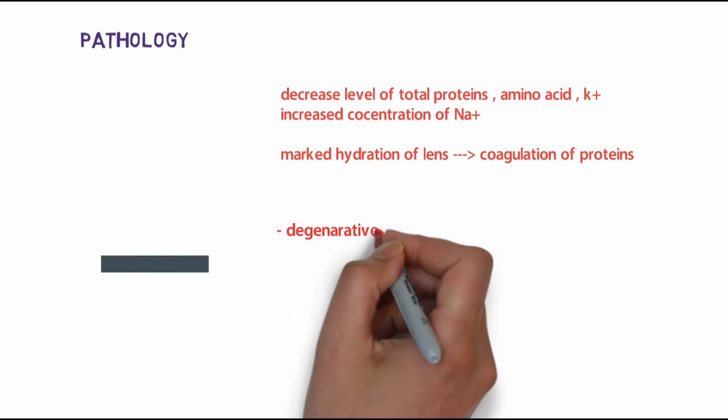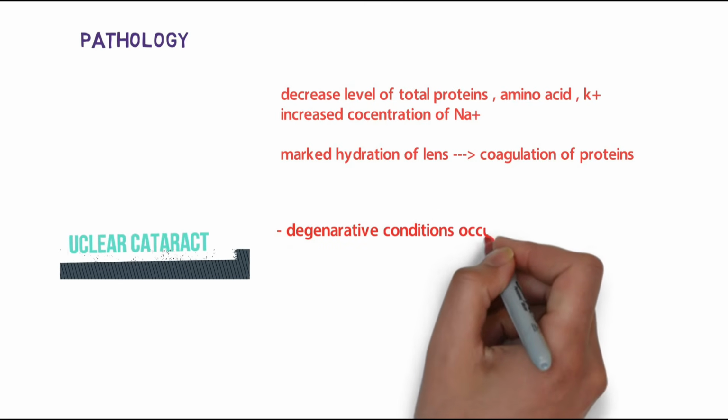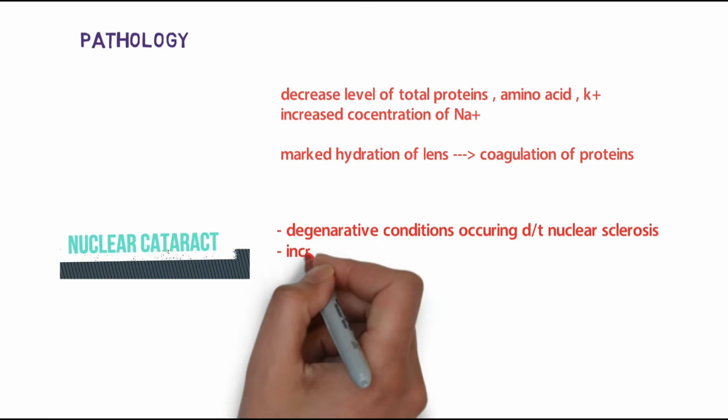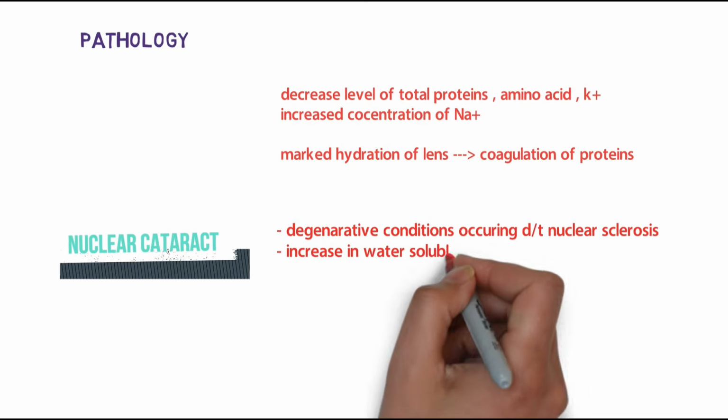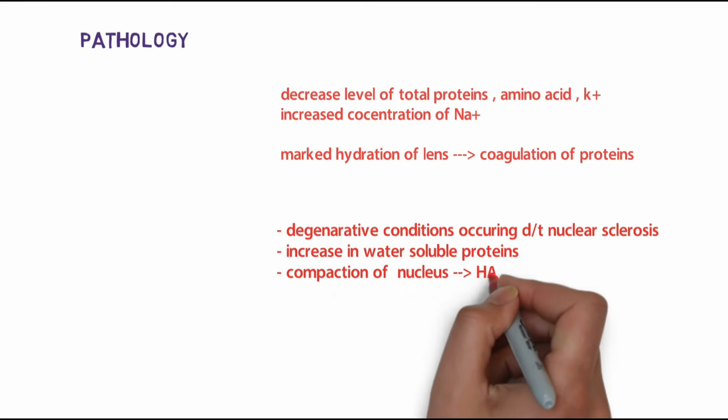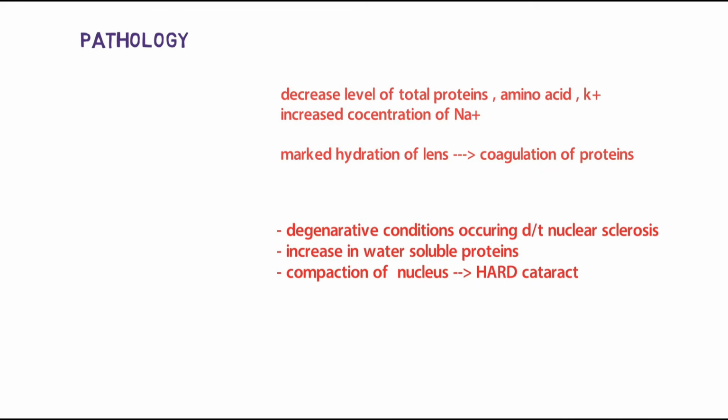The other one is nuclear cataract, in which there are degenerative changes occurring due to nuclear sclerosis. That's why there is an increase in water soluble proteins, and due to this there is compaction of the nucleus and formation of a hard cataract, that is the nuclear cataract. So this is the pathology behind nuclear cataract and cortical cataract. In cortical cataract, there is marked hydration of the lens and coagulation of proteins.